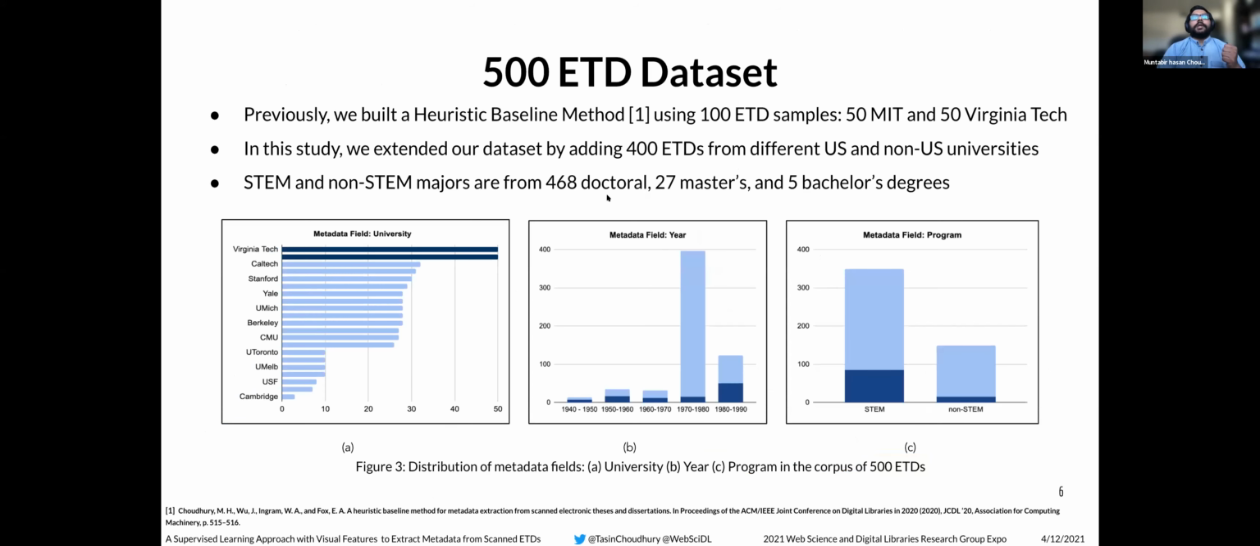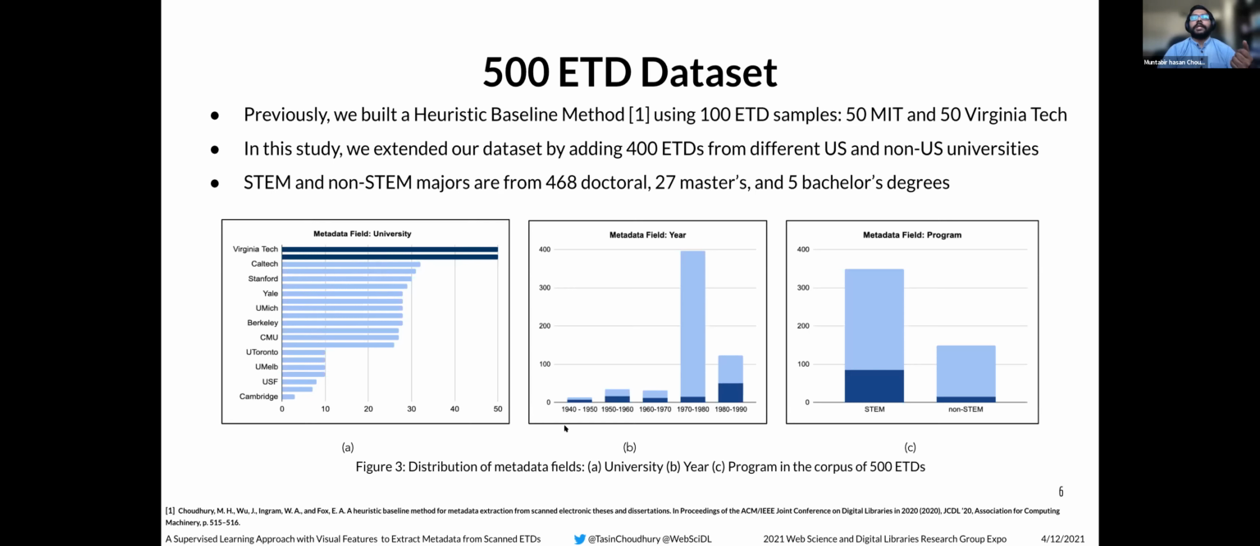So we chose altogether a 500-ETD data set. Previously we had 100 ETD samples, 50 from MIT and 50 from Virginia Tech. Now we have extended our data set by adding 400 ETDs from different US and non-US universities. As you can see from this figure, showing the distribution of metadata fields across the universities, these two bold regions indicate our previous data set, and these are the newly added data from different universities.